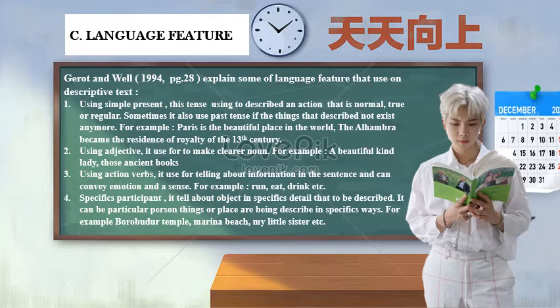And the last is specific participant. Specific participant tells about the object in specific detail that is to be described. It can be a particular person, things, or place being described in a specific way. For example, Borobudur Temple, Marina Beach, My Little Sister, and many others.